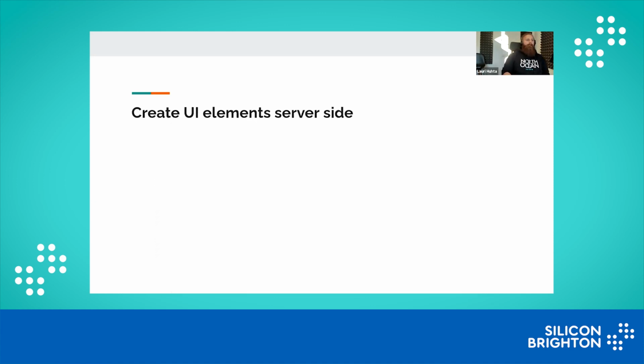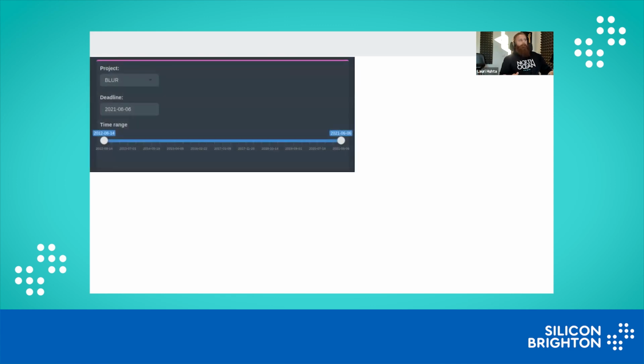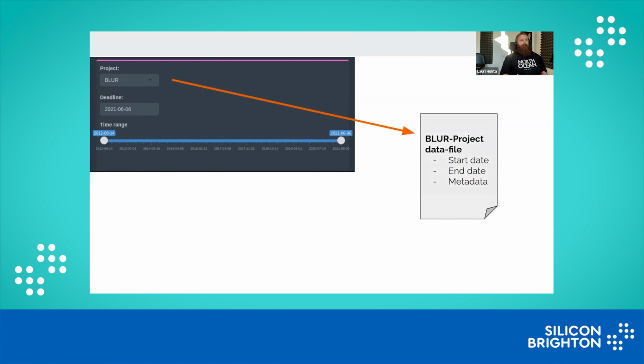But then I came into the situation where I had to create the UI elements on the server side. As I haven't created any web applications before, this was a concept that was baffling my head for some time. So say we have this selector on the top of the application where you can choose the project that you want to see the data from. And if you choose that, it will read the data set.